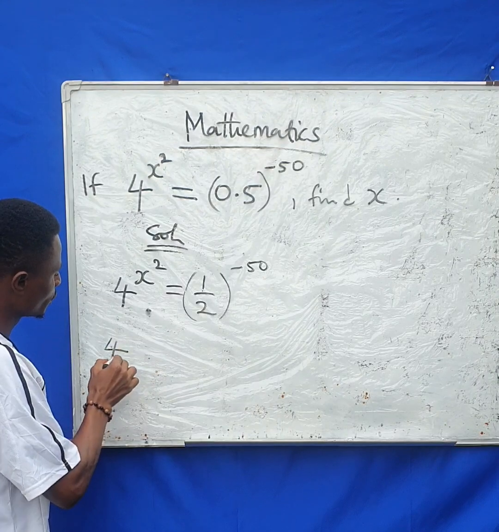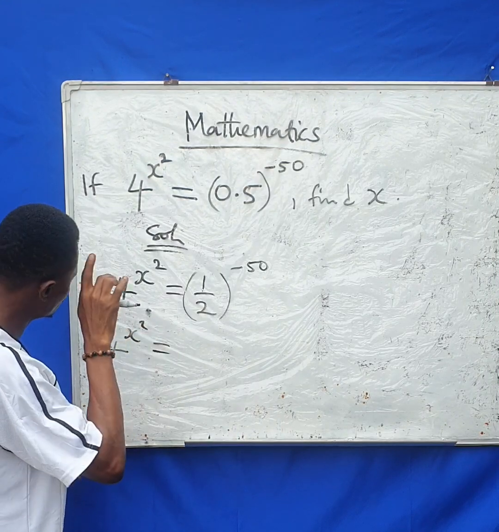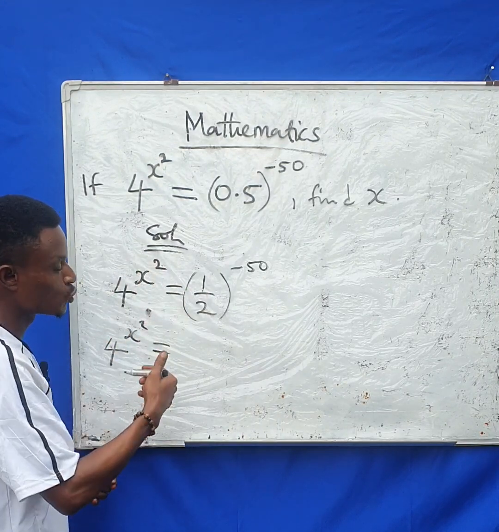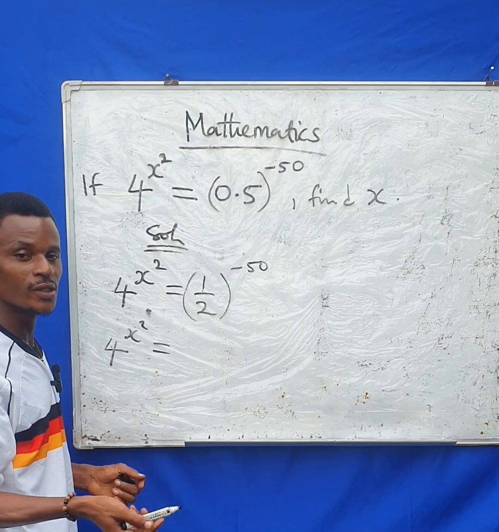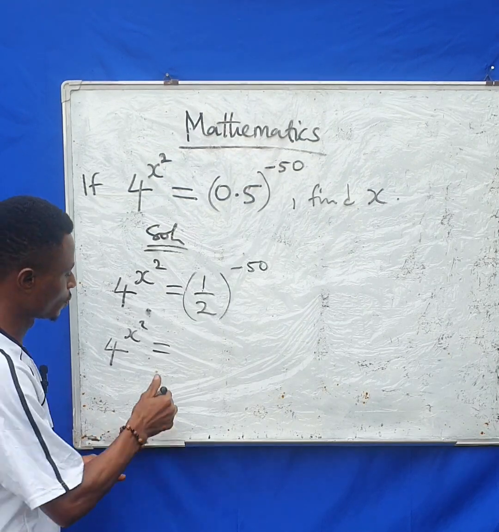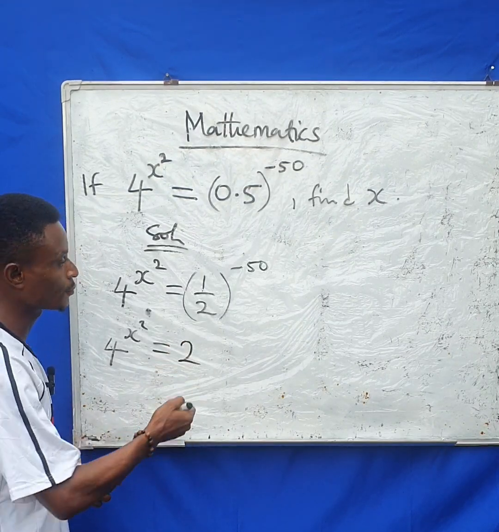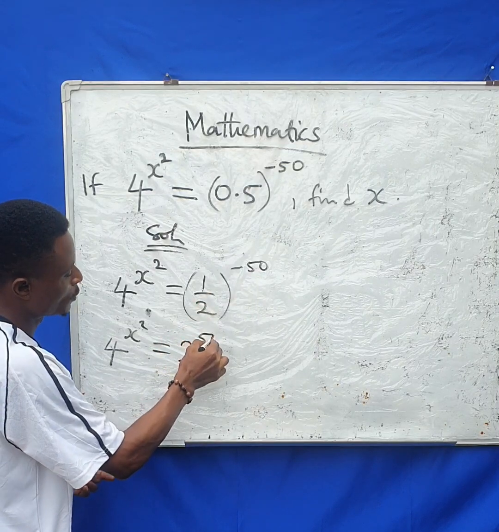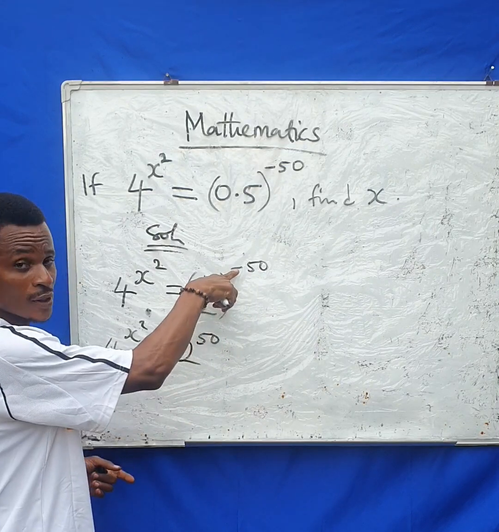So we have 4 to the x squared equal to, if you turn this upside down, you get 2 over 1. And 2 over 1 is the same thing as 2. 2 divided by 1 is 2. So you can just write 2 there. Raised to the power of 50. Because we turned it upside down, the minus sign will no longer be there again.